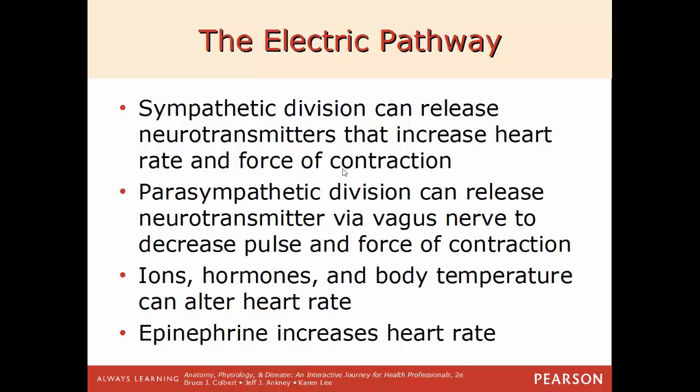And the opposite of that, the parasympathetic division can release neurotransmitters via the vagus nerve to decrease pulse and to decrease the rate or the force of contraction. Also, body temperature, hormones, ions, all can alter your heart rate. And of course, epinephrine, which is a key component of the sympathetic nervous system, is what will cause your heart to race, not only in force, but also in rate.